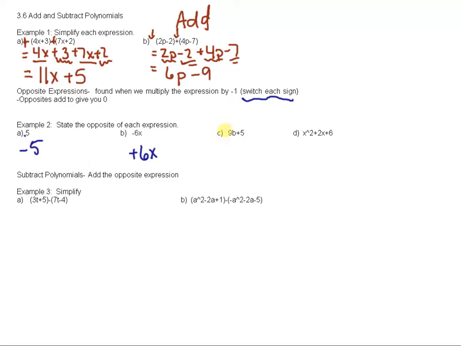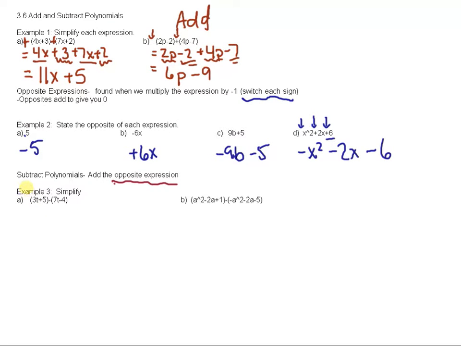So I would break these up. 9b, we get negative 9b, plus 5, we get negative 5. x squared, we get minus x squared, plus 2x, minus 2x, plus 6, we get negative 6. We switch the sign on every single one of these terms. So x squared goes to negative, positive 2x goes to negative, and 6 goes to negative. So when we subtract polynomials, what we actually do is we add the opposite expression.